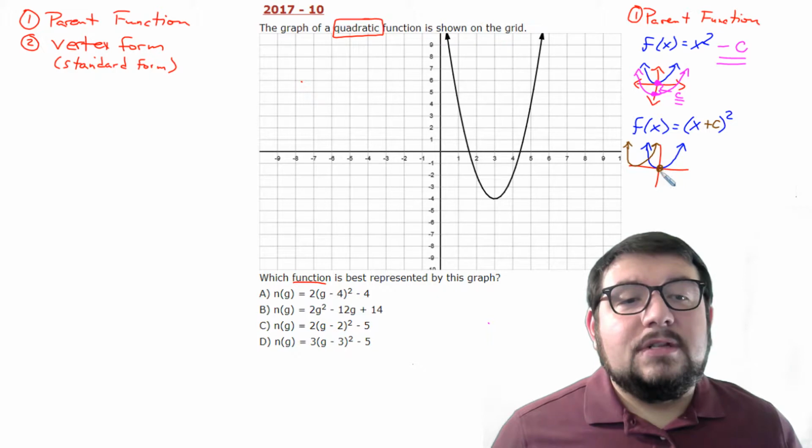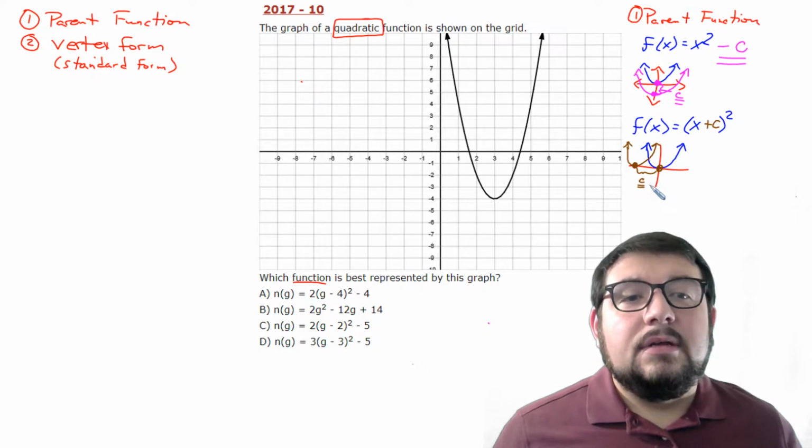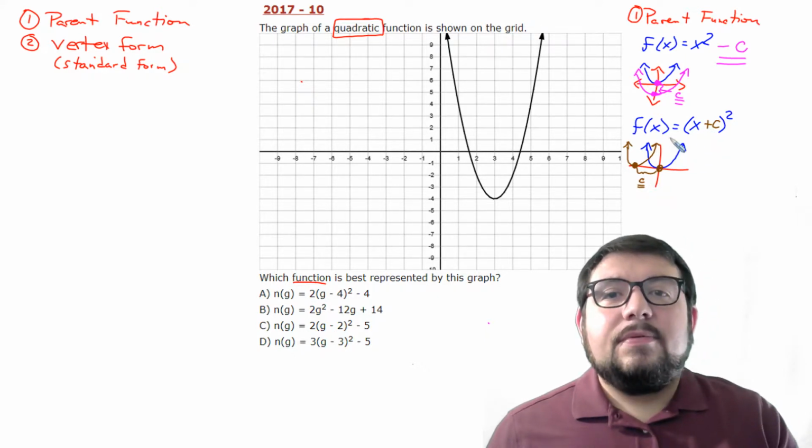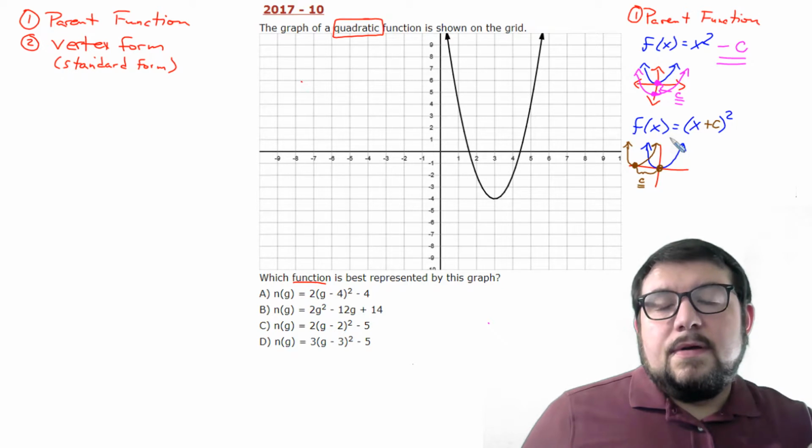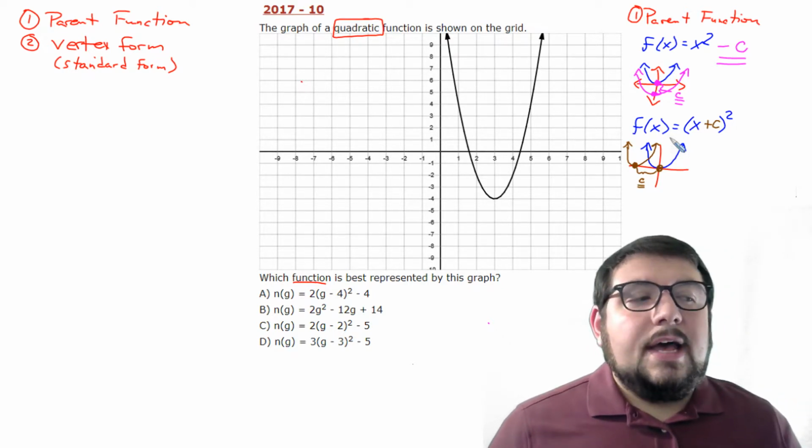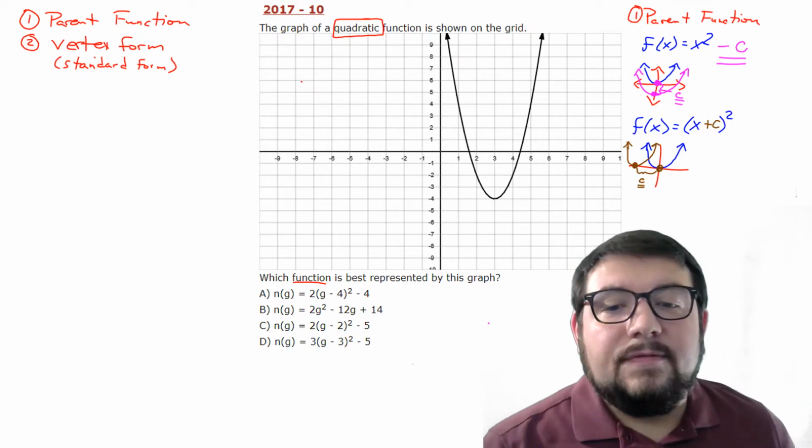And how much did it move it to the left? Yes, you guessed it. It moved it by c. That's the exact amount that it moved to the left. Well, what if I put a minus sign? Well, if I put a minus sign, it's going to move it to the right. Okay, so that's how you graph a quadratic function.